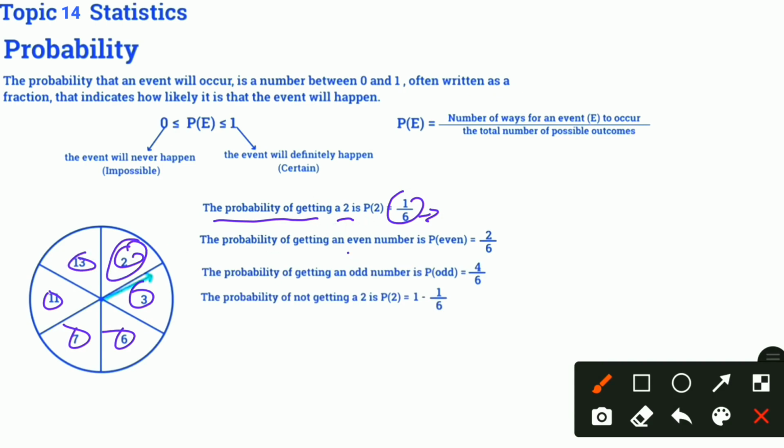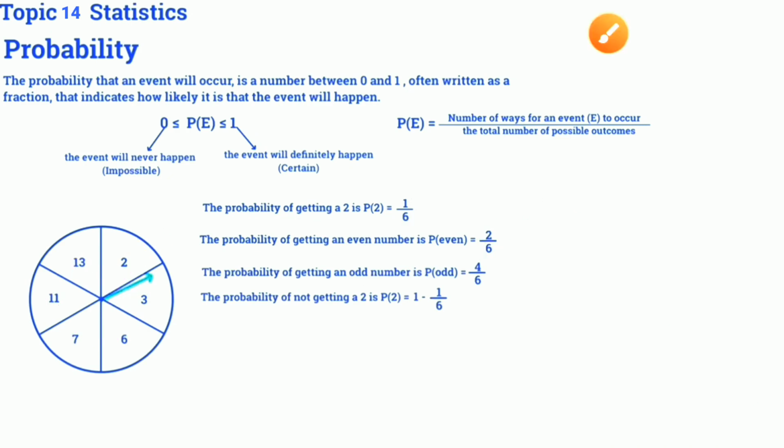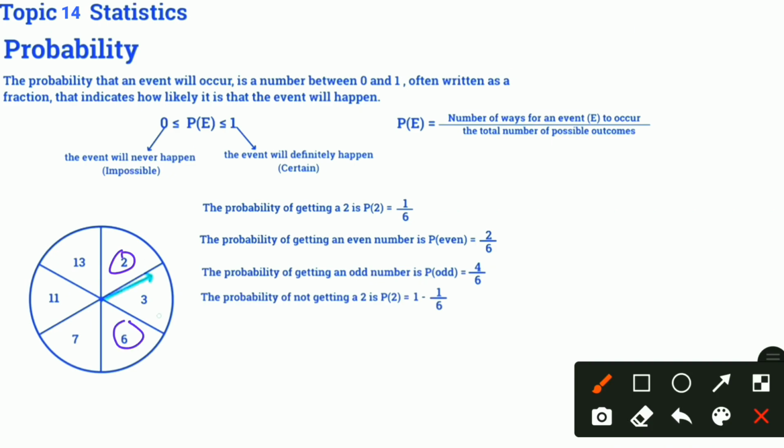The probability of getting an even number: the total outcome is again 6. How many even numbers are there? There are 3 even numbers, 2, 4 and 6, so 3 upon 6. The probability of getting an odd number: how many odd numbers are there? 1, 2, 3, 4. 4 odd numbers, so 4 upon 6.